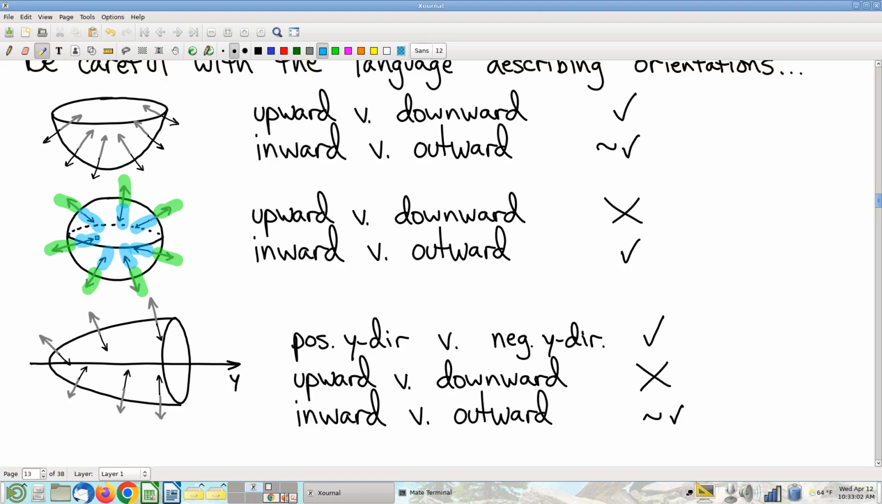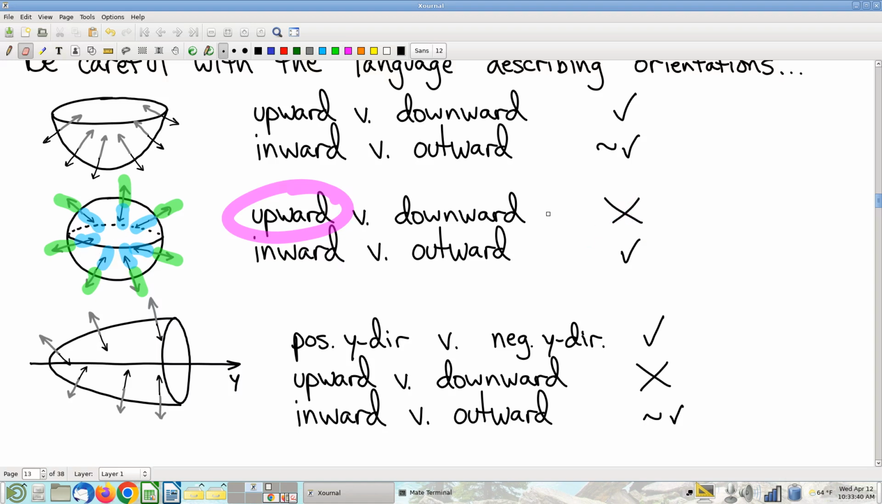How would I distinguish the green from the blue in the case of this sphere? Upward versus downward does not cut it. It's unacceptable, right? Because which one of these is distinguished by being upward? Some of the green vectors are upward, but some aren't. Some of the blue vectors are upward. Some aren't. The word upward here is absolutely unacceptable in distinguishing the blue from the green orientations. It just does not do the job. Does everybody see how that's not okay?